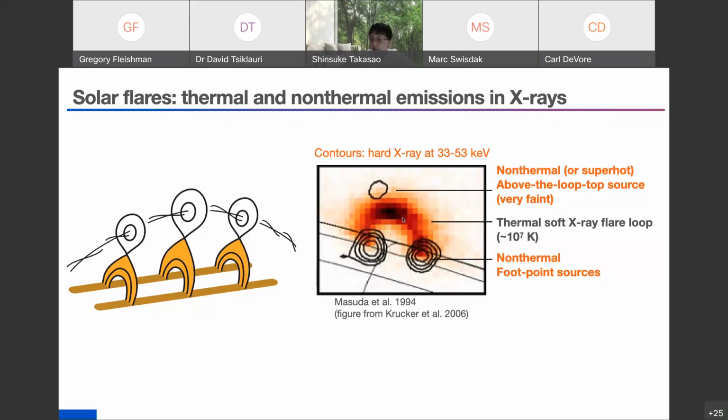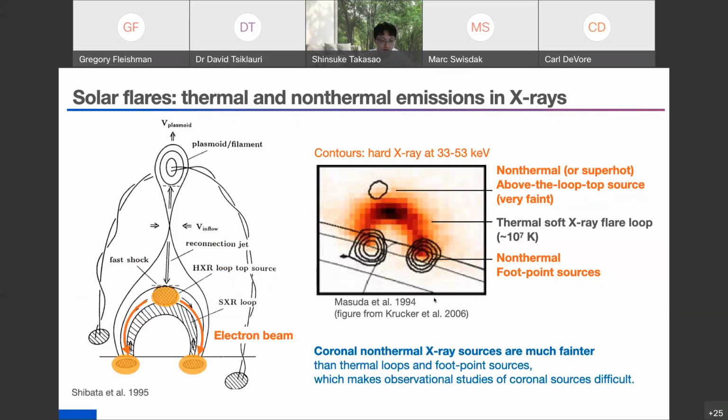We call this source the above-the-looptop source because it often appears well above the thermal soft X-ray loop. And based on the standard model, this region may correspond to the termination region of the reconnection jet, where the reconnection jet energy would be efficiently converted to the thermal and the particle energies.